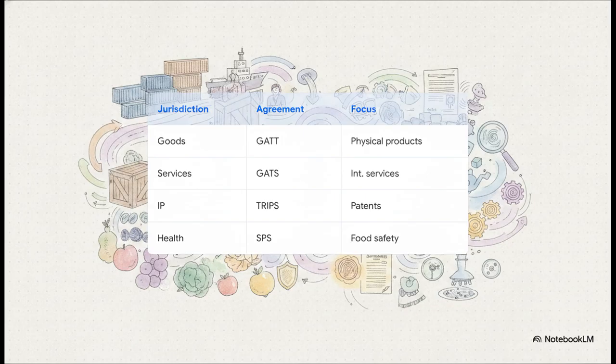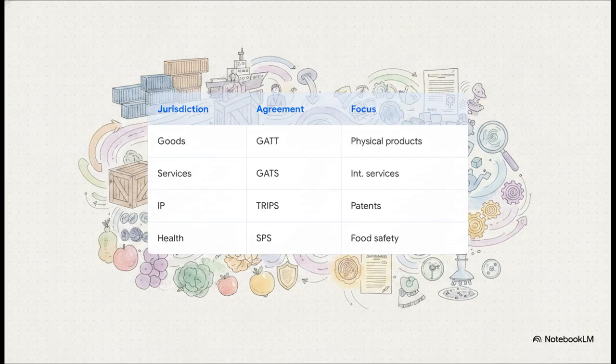And that is exactly where the World Trade Organization steps in. To manage this, the WTO relies on an alphabet soup of international laws that govern practically everything in our modern world. You have the GATT for physical goods, the GATS for international services, and TRIPS, which sets the minimum global rules for intellectual property like patents and copyrights. Then there's the SPS agreement.